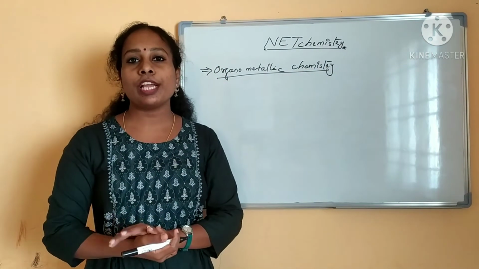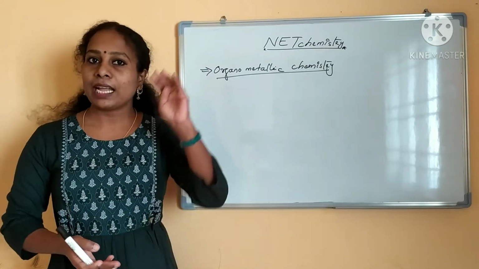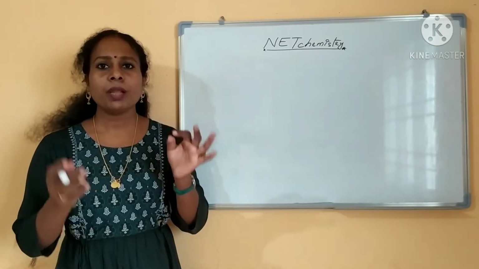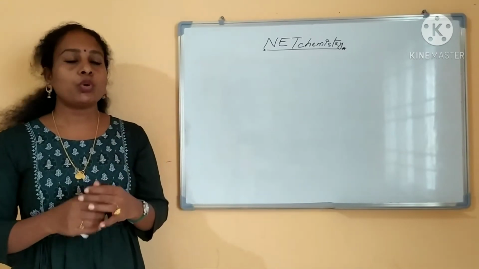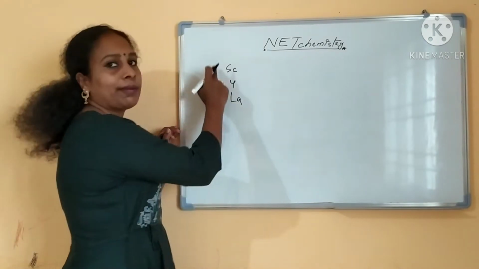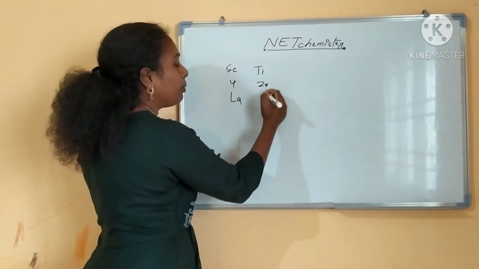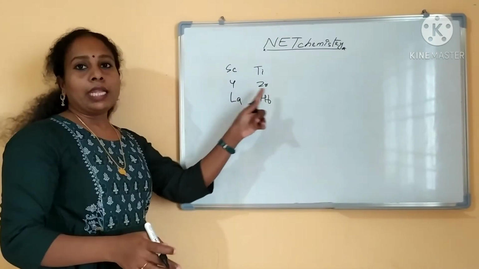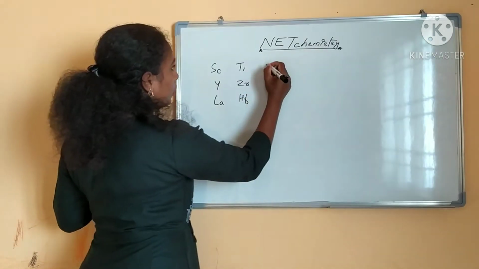Before starting organometallic chemistry, I want you to learn all the d block elements completely and thoroughly. If you are finding difficulty in memorizing the d block elements, you can keep some code word like this. See, scandium, yttrium, lanthanum. You can make some name which is easy for you to remember. Titanium, zirconium, hafnium. If you are not able to memorize those series, take some name in your own way. You can make a code word and remember that series.